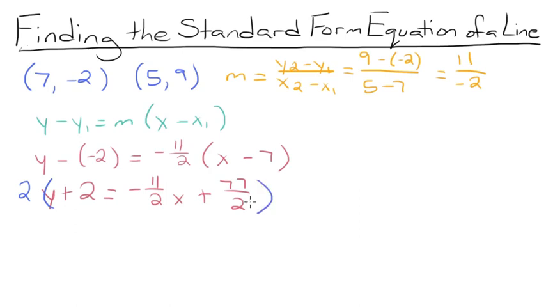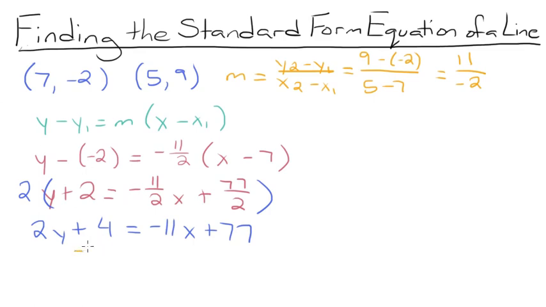This can happen in future steps as well, but doing it right here will keep us from having to subtract fractions. So if we do this, we'll get 2y plus 4, because 2 times 2 is 4, is equal to 2 times negative 11 over 2x, which is negative 11x. And then 2 times 77 over 2 is 77. Then we'll subtract 4 from both sides and add 11x to both sides to get our variable terms on the left side and our constants on the right side.